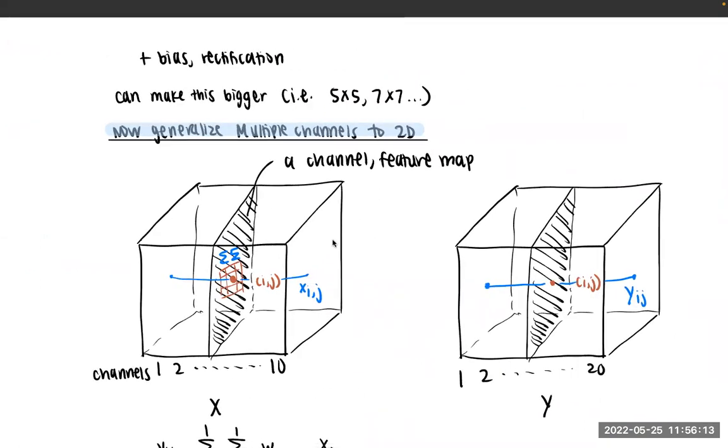Okay, so again, we can make the filter bigger, for example, 5 by 5 or 7 by 7.